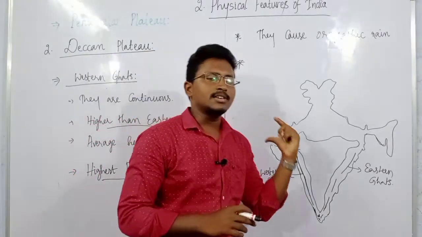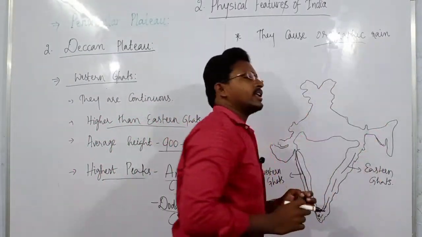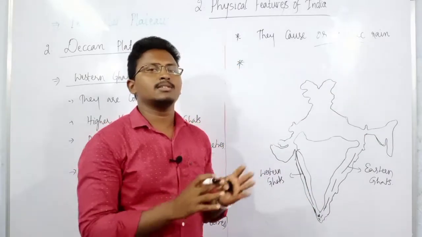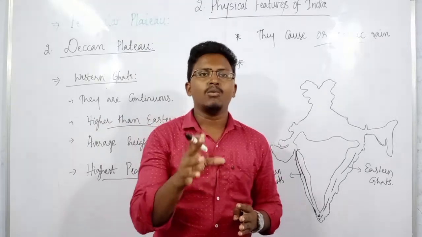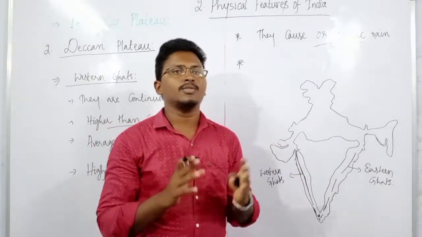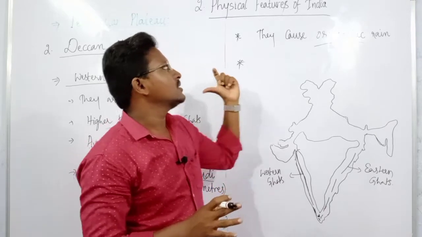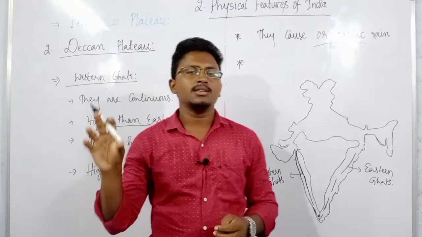And these Western Ghats also cause something known as orographic rainfall. That means the rainfall which is mainly found in the areas of mountains or hills. So these Western Ghats are also one of the main reasons for orographic rainfall. So next we will see about the Eastern Ghats.